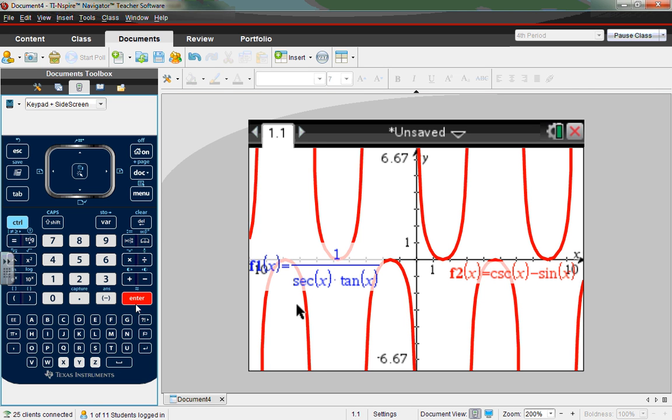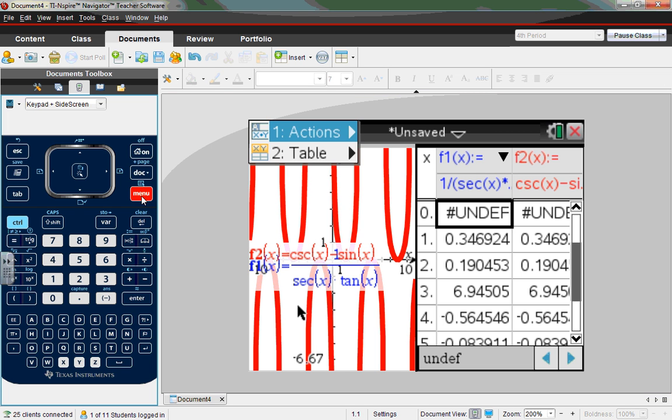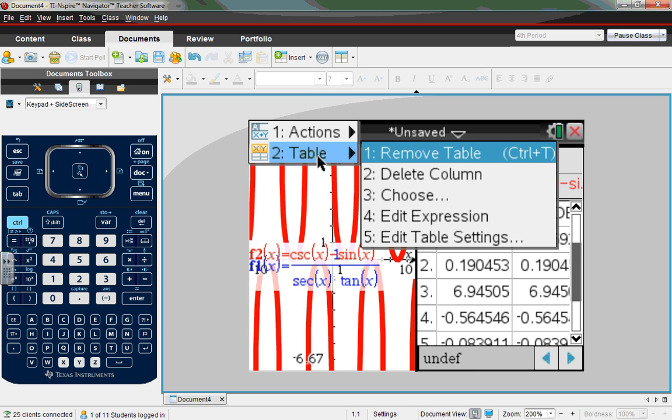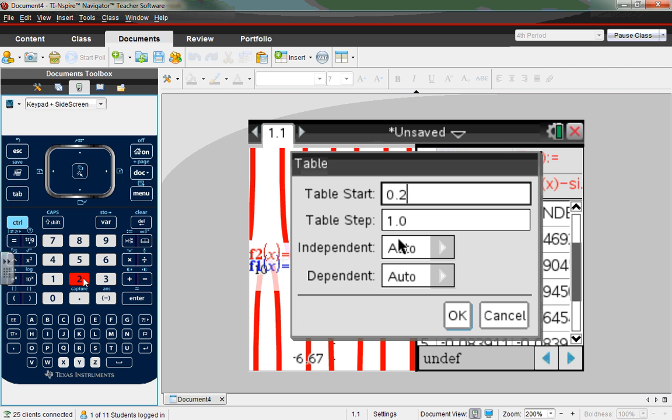Clearly they are the same. So I'm going to hit Control T for table. Mine aren't the same. I don't know what I did wrong. I'm going to hit Control T for table. And then I'm going to hit menu, table. I'm going to edit my table settings. Where does it say to start? 0.2. So 0.2 is where I'm going to start. Then what's my increment? 0.2. And then I'm going to hit OK.